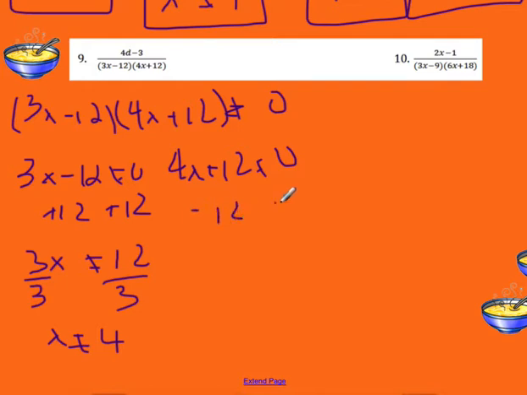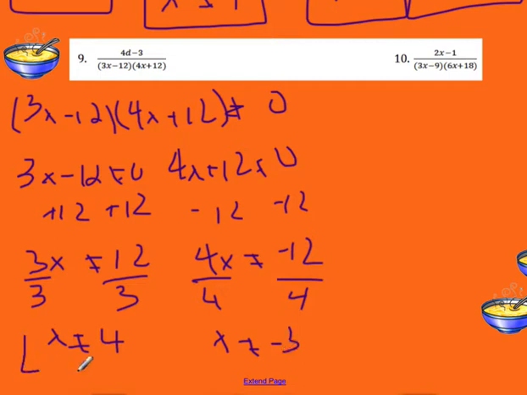Then, for number 12, subtract 12 from both sides. So 4x cannot equal negative 12. Divide both sides by 4, and I get that x cannot equal a negative 3. So x cannot equal 4, and x cannot equal a negative 3.